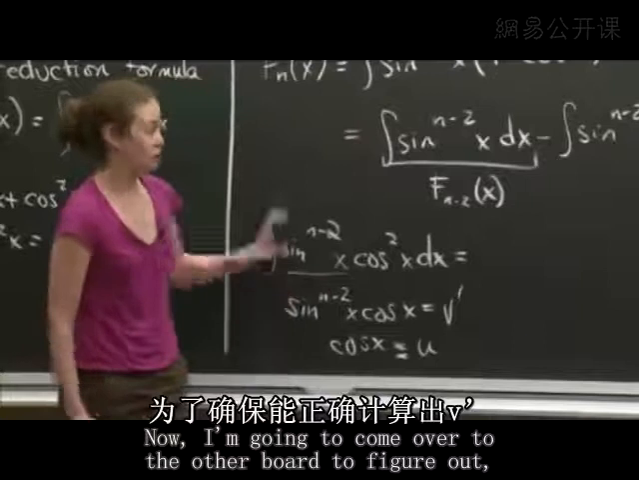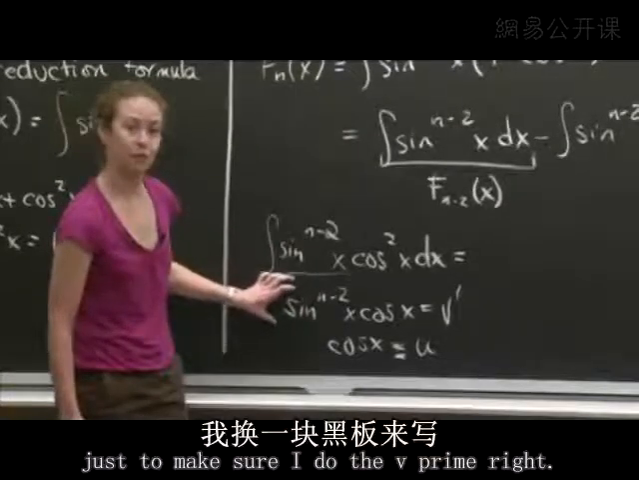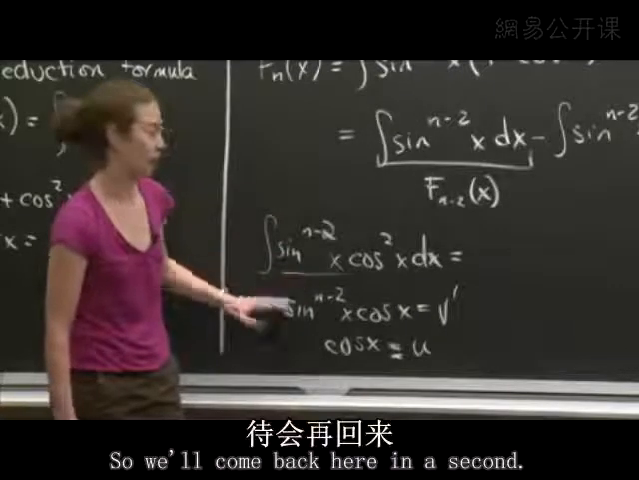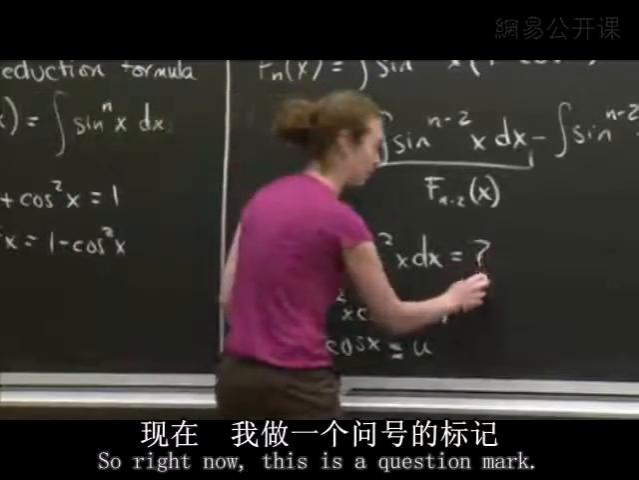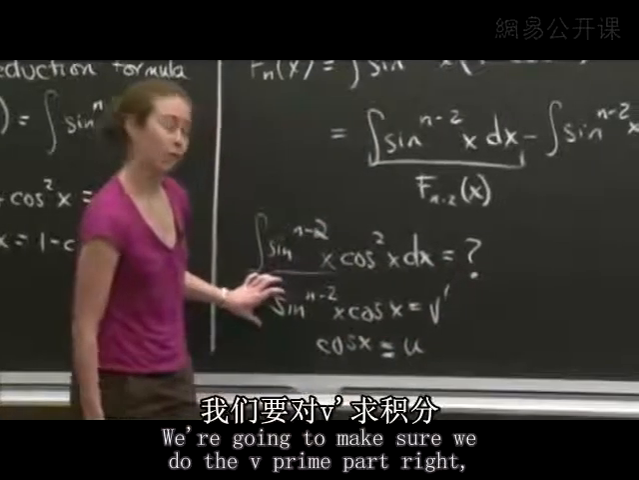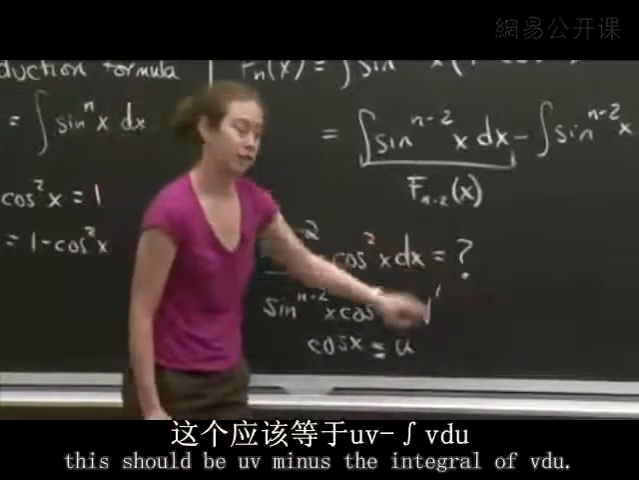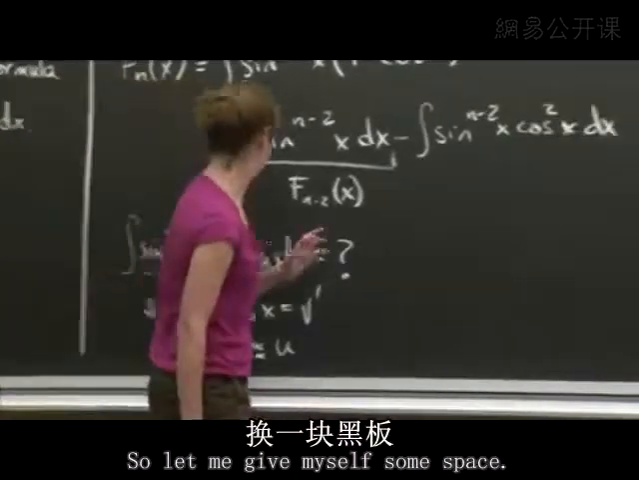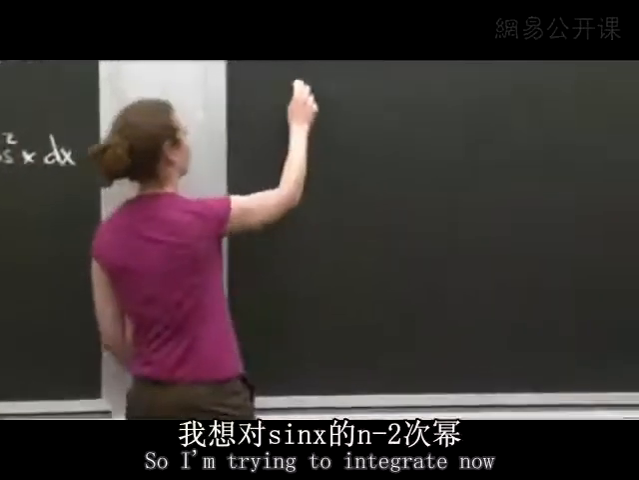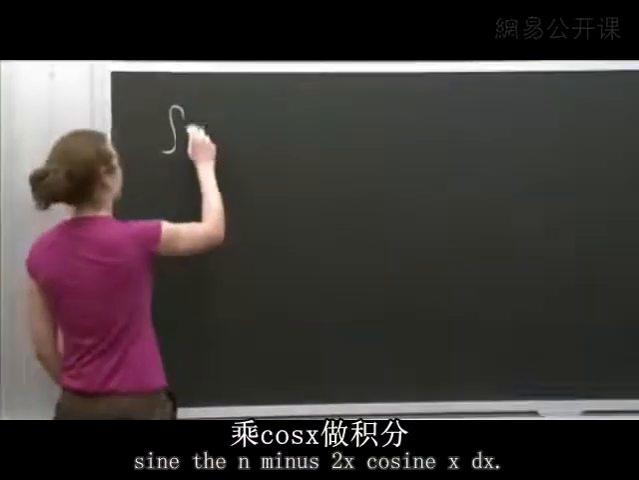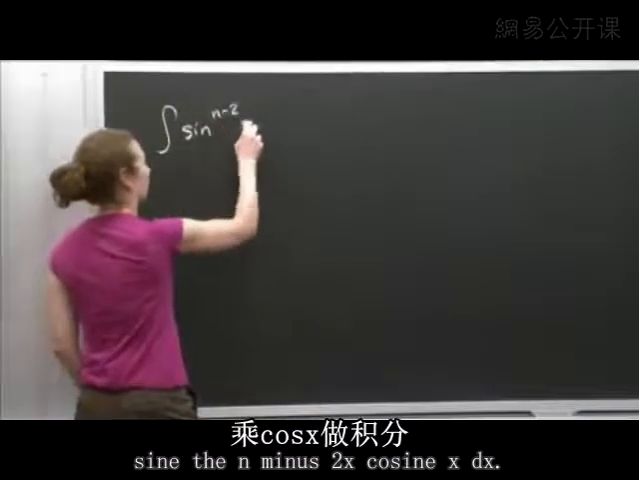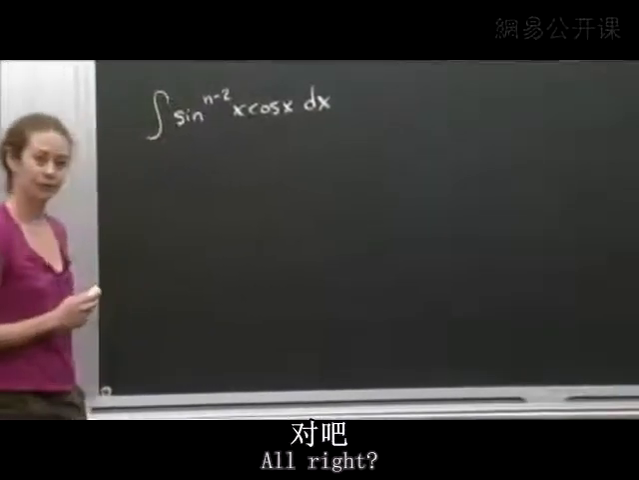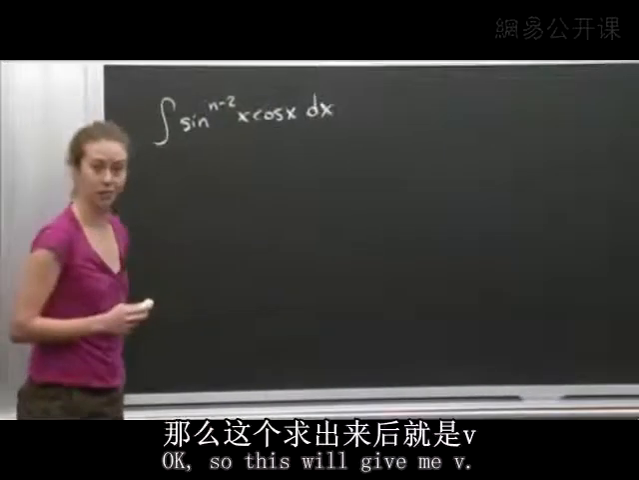Now, I'm going to come over to the other board to make sure I do the v prime right, and then I'm going to finish off this problem. So we'll come back here in a second. Right now, this is a question mark. We're going to make sure we do the v prime part right, and then we're going to write down, this should be uv minus the integral of v du. Okay? So let me give myself some space. I'm trying to integrate now sine to the n minus 2 x cosine x dx. All right, that's my integral of v prime dx.